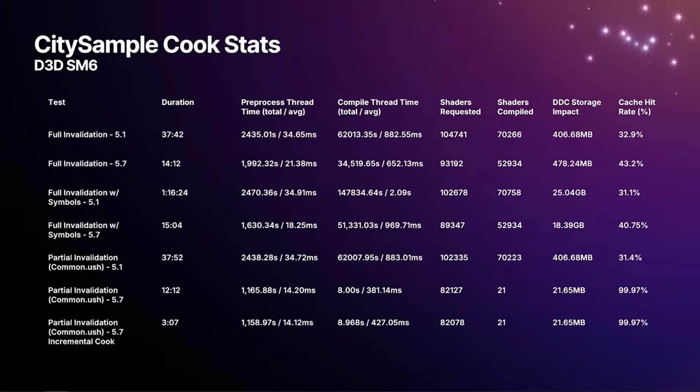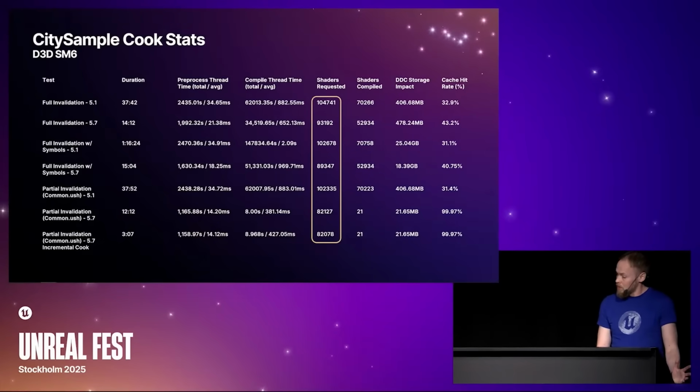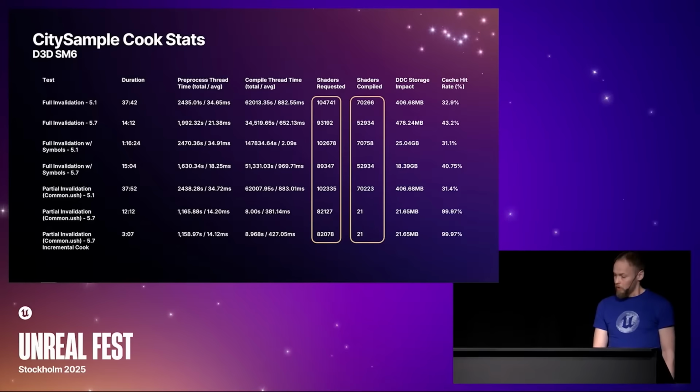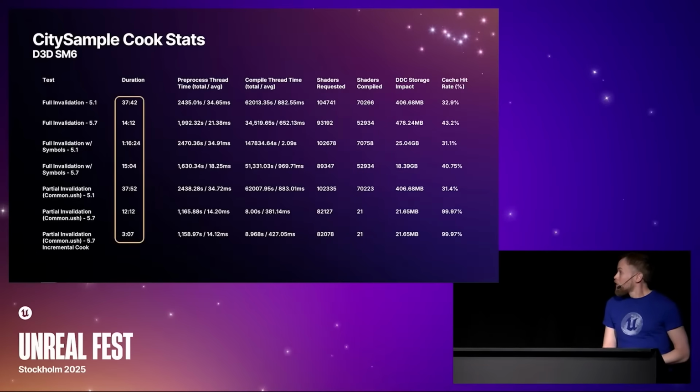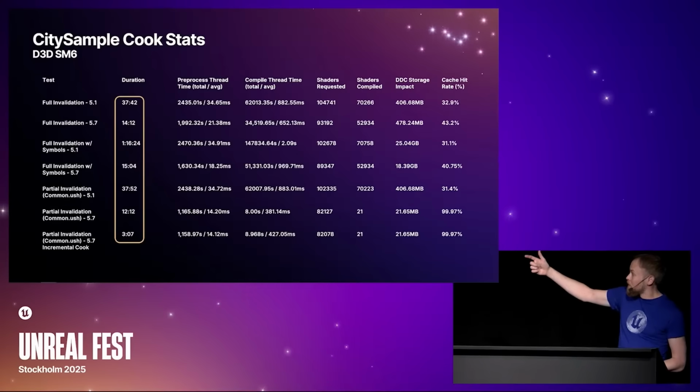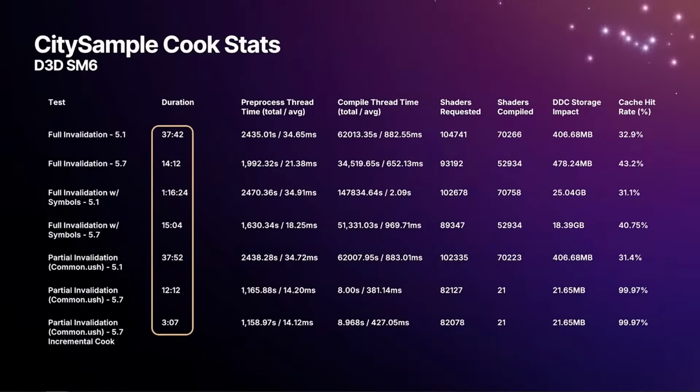So I want to highlight a few things that can be attributed to the work we've done. First, you see the number of shaders requested and the number of shaders compiled are quite a bit lower on 5.7 than 5.1. This is showing the impact of both the shader reduction and deduplication improvements. Cook durations across the board, you can see, are significantly better: 37 minutes to 14 minutes for a full invalidation, and an hour and 15 minutes to 15 minutes for a full invalidation with symbols on.